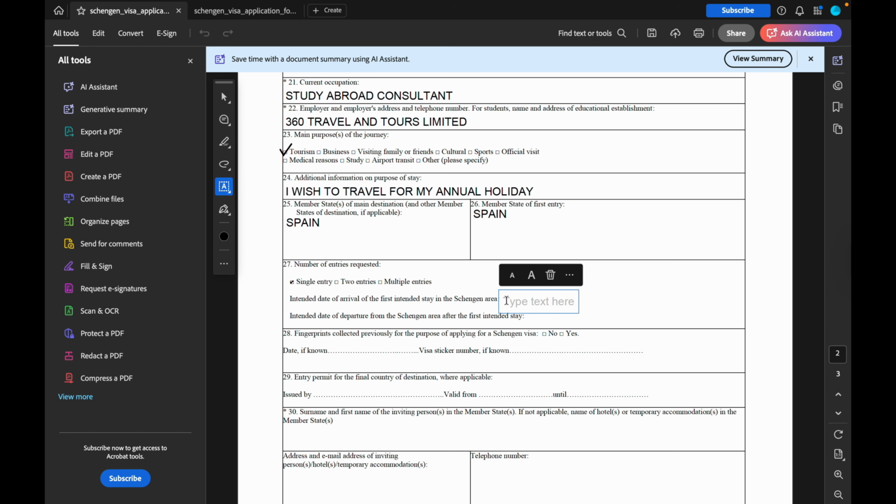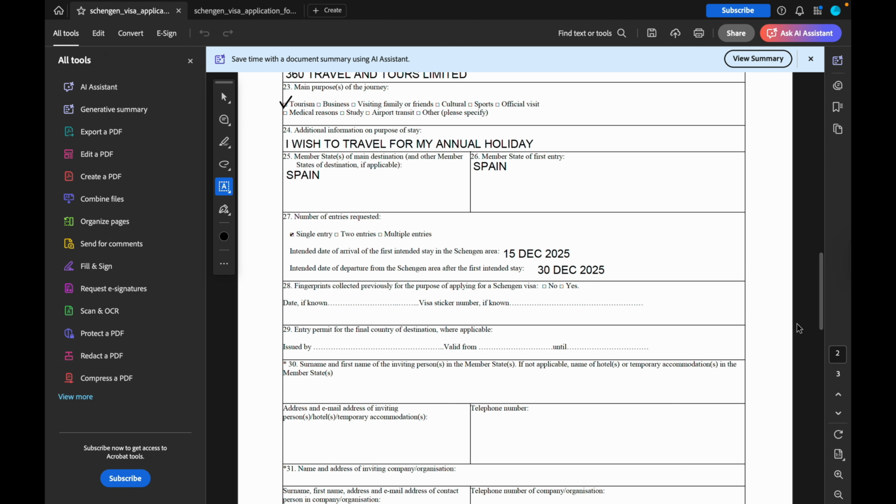So let's say I'm traveling on the 15th December 2025 and I intend to return 30 December 2025, which is just about a 15 days stay. So that's 2 weeks. Then fingerprints collected in the past. If you've done any applications in the past, please indicate yes. If you've not done it, indicate no.